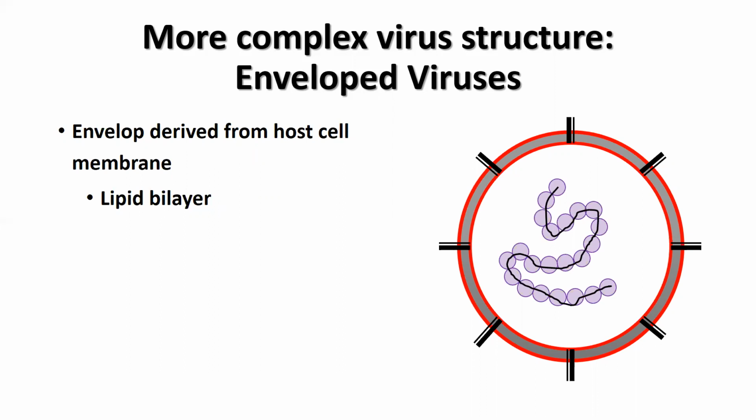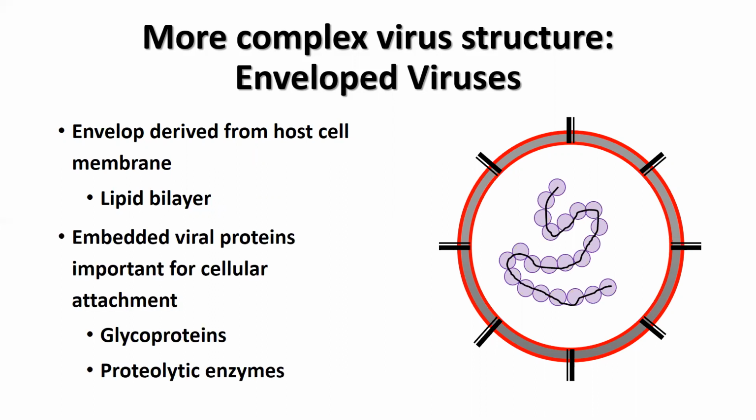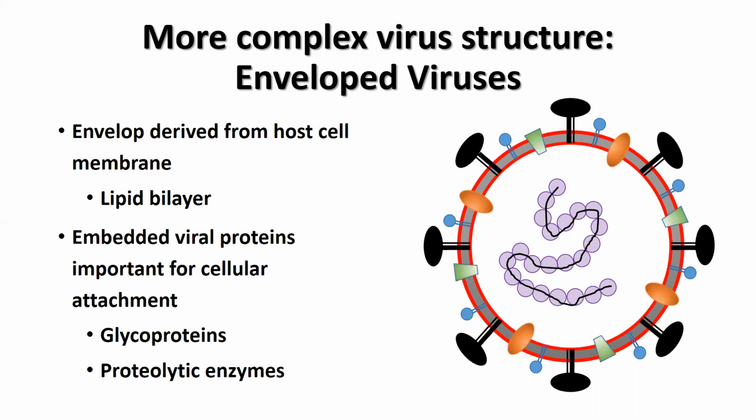Another very important structure are viral proteins that are associated with or embedded in the viral envelope. These proteins include those important for viral cellular receptor attachment, viral membrane fusion, viral envelope stability, and subsequent budding or release of new viral particles from a host cell.